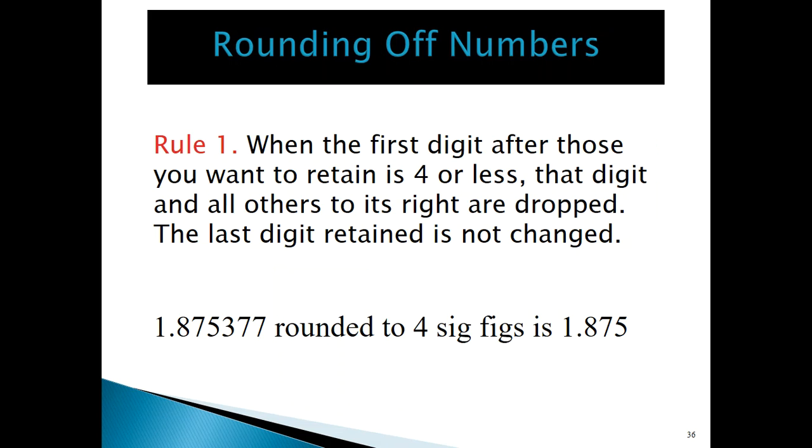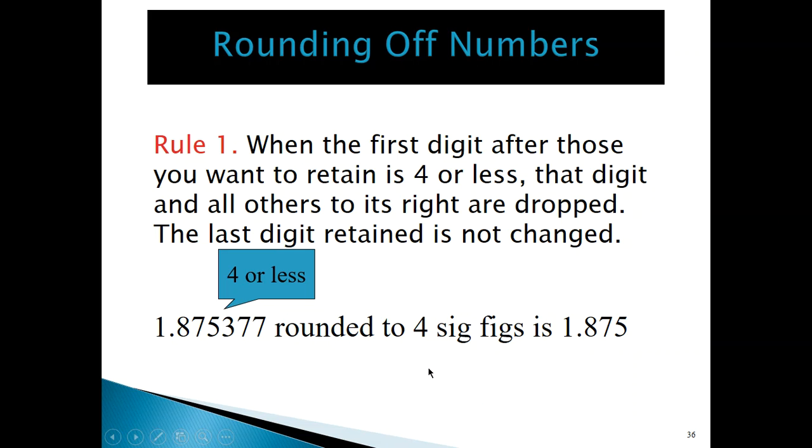All right? Here's another example. Let's say we want to round off the given number here to 4 significant figures, which means that we need to round it off to where this 5 is. That means we have to drop the 3 and the 7 and the 7 here. The 3 to be dropped is 4 or less, so therefore we keep the 5, and in fact we keep all the digits that remain, and therefore we end up with the answer being 1.875. So that's basically rule 1.